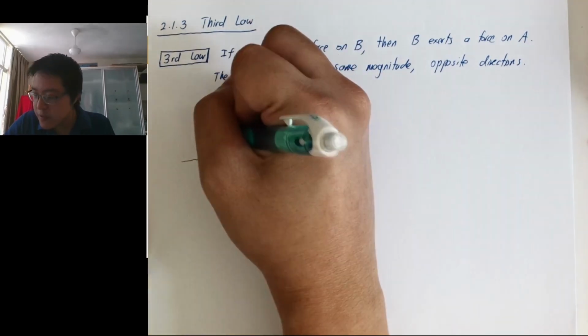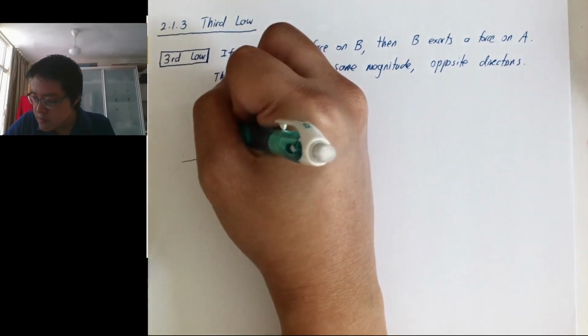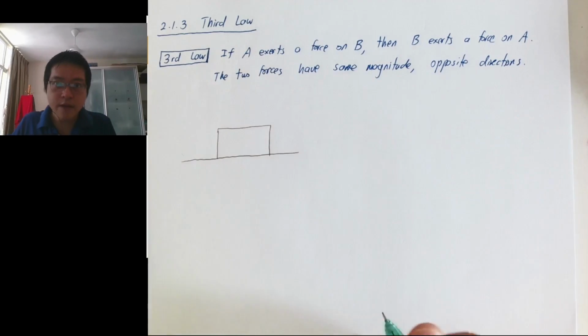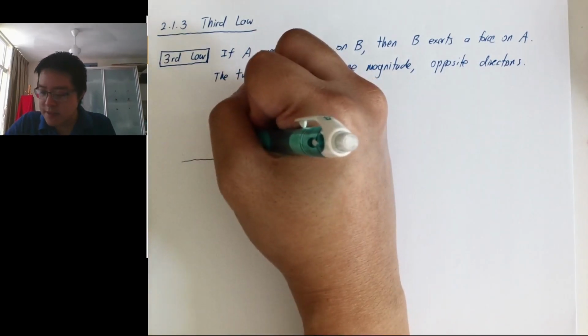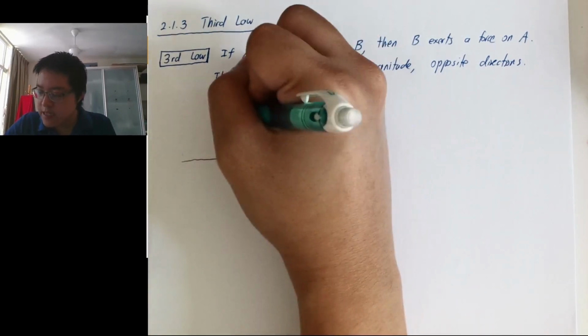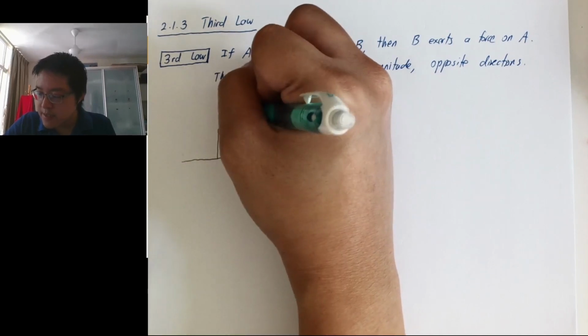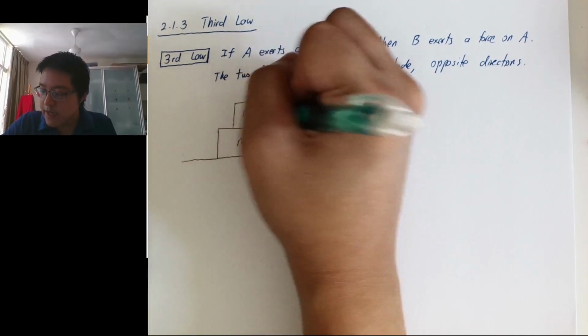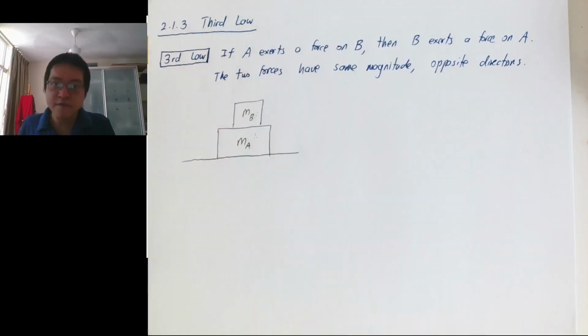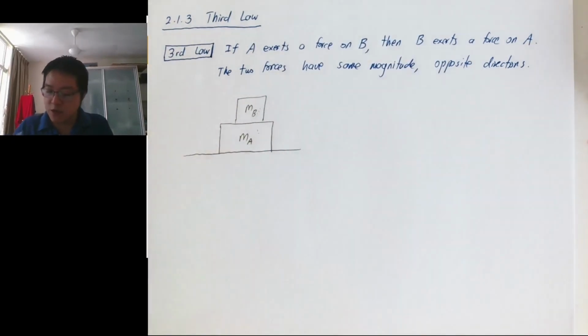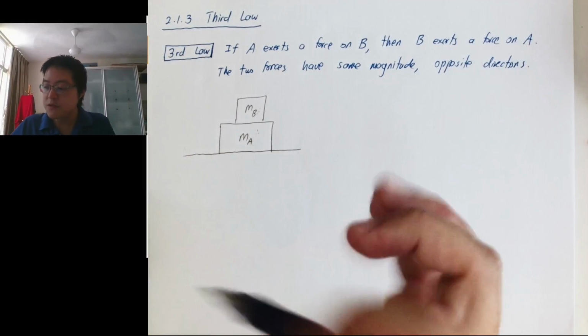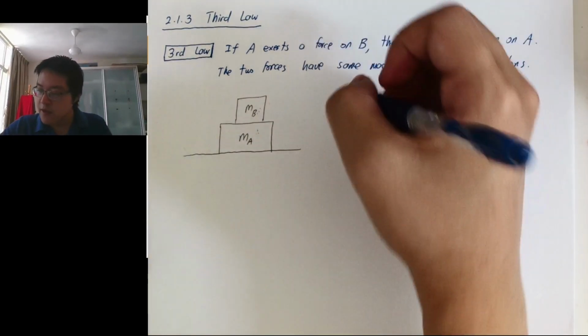The first scenario is that I have a box, and this is object A. Object A has mass A, and object B has mass B, one sitting on top of the other, and there's going to be a normal force. So let us do our usual thing. We try to draw the free body diagram.